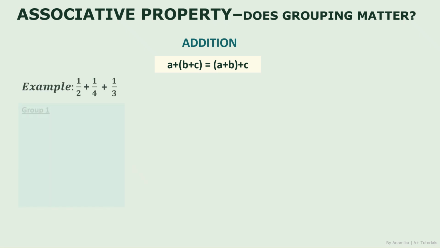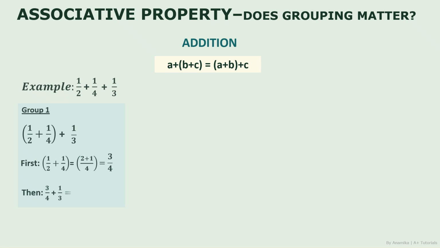First, group the numbers like this: 1/2 plus 1/4, then add 1/3. 1/2 plus 1/4 gives us 2/4 plus 1/4, which equals 3/4. Now we add 3/4 and 1/3. To do that, we take the LCM of 4 and 3, which is 12. So we write 9 plus 4 over 12, and that gives us 13/12.